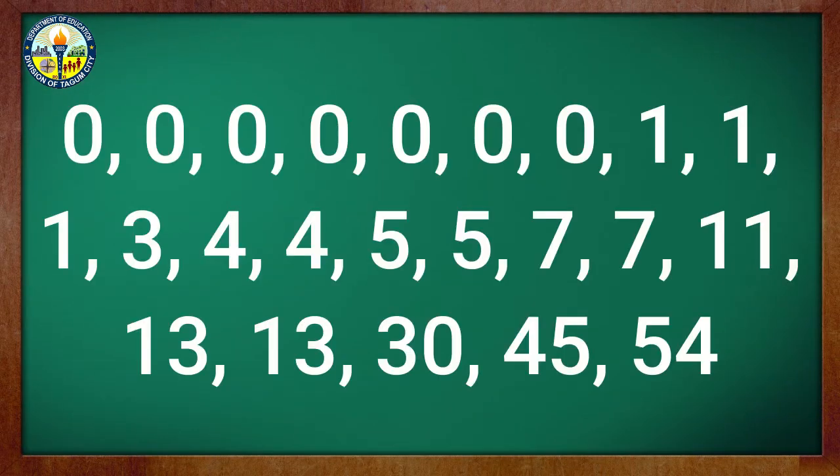Step 1. Arrange the data in ascending order. Ascending order means arrange the data from least to greatest. Now we have 0 as the lowest value and 54 as the highest value.